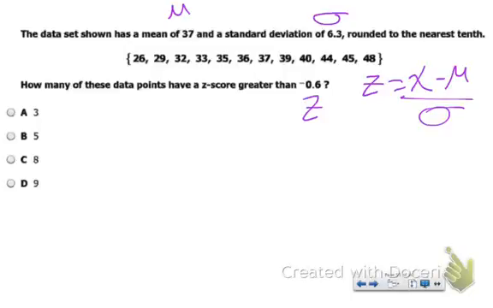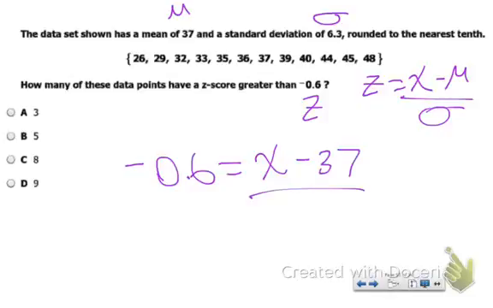So I'm going to plug in everything I know. Z-score of negative 0.6 equals x minus mean of 37 divided by standard deviation of 6.3. And now, just like the last problem, I'm trying to solve for x. So I'm going to multiply by 6.3.